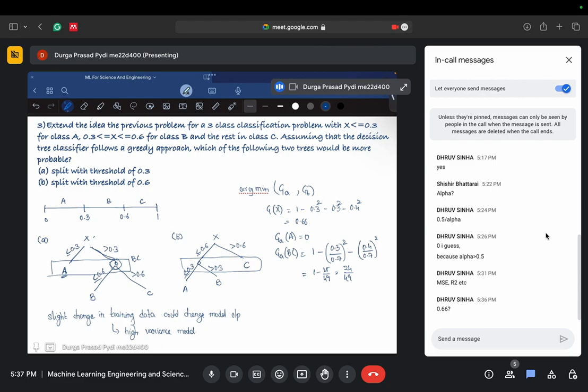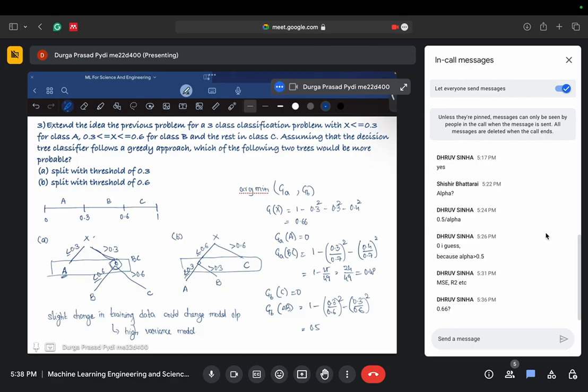Similarly, if you do it for the second case, G of C is going to be 0 and G of AB is going to be 1 minus the fraction of A, which is 0.3 by 0.6. Both of them are half-half. So this gives you 0.5, and this is 0.48 or whatever. Okay, now I have the values here.